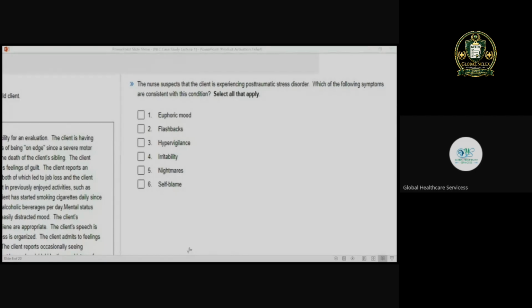The nurse suspects that the client is experiencing post traumatic stress disorder. Which of the following symptoms are consistent with this condition? Select all that apply. You can use the elimination strategy.